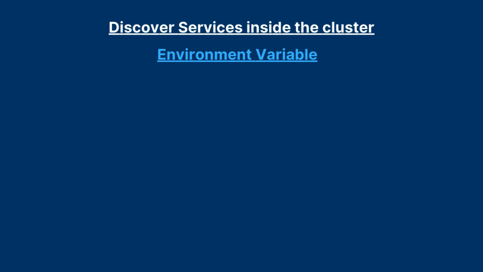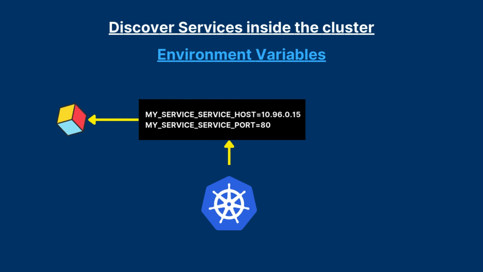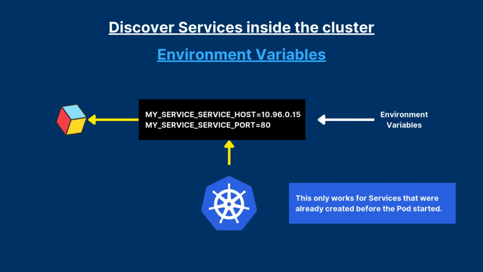And Kubernetes actually gives us two different ways to discover services inside the cluster. The first way is environment variables. Whenever a pod starts, Kubernetes automatically injects environment variables for any existing service. For example, you might see something like these. But there's a catch. This only works for services that were already created before the pod started.